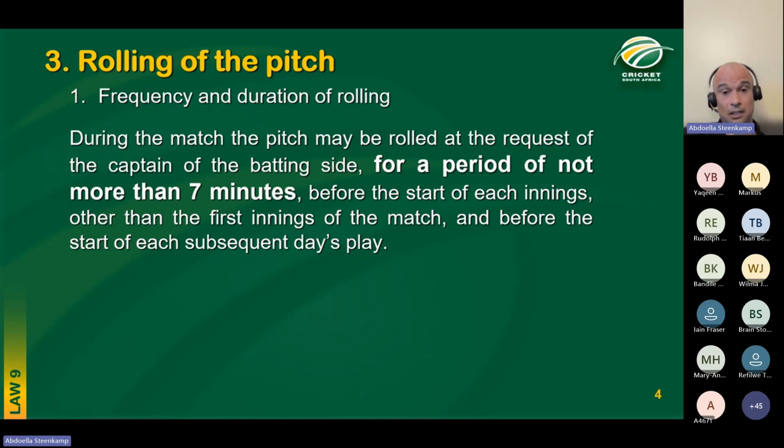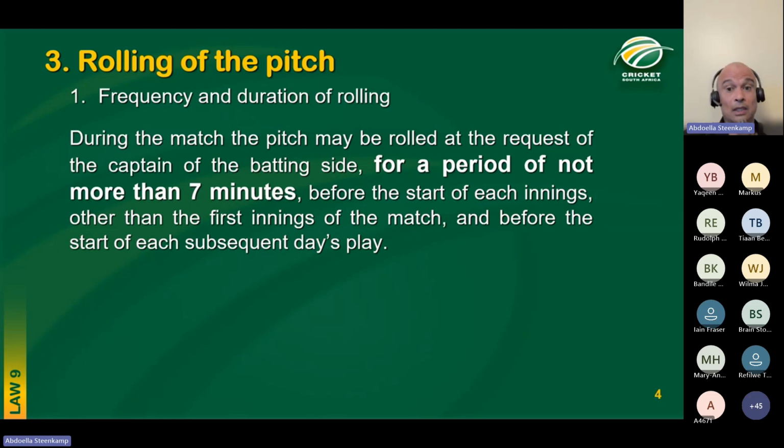Two instances. The first instance is before the start of each innings. And we're not referring to the first innings of the match. Let's say in our test match between South Africa and Sri Lanka, day one, South Africa wins the toss and they're batting first. Game starts at 10. South Africa gets dismissed for, let's say, 300 at 2:30 in the afternoon. We'll get to intervals in two laws' time. When a side gets dismissed, there's going to be a change of innings interval.